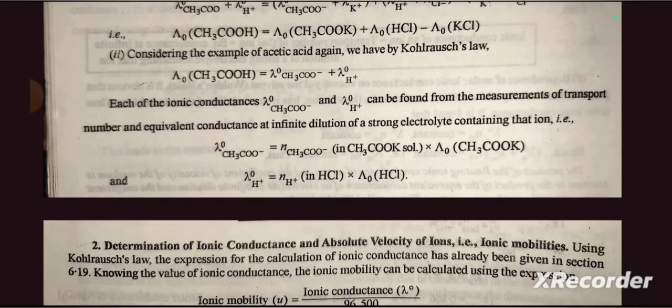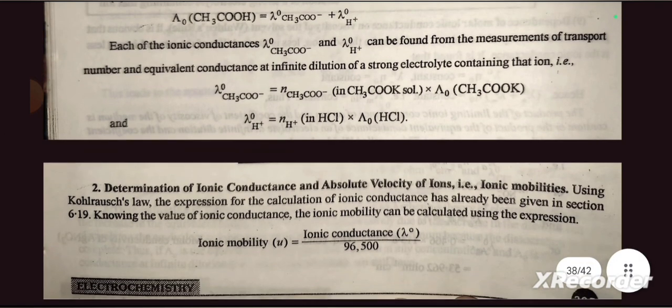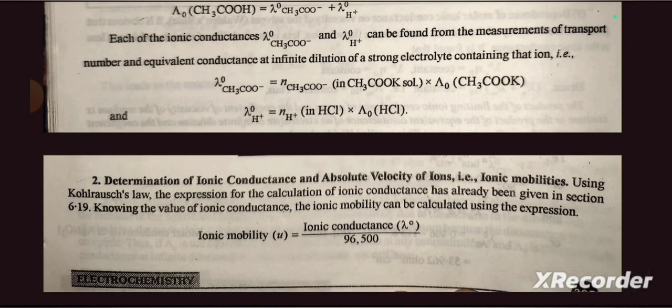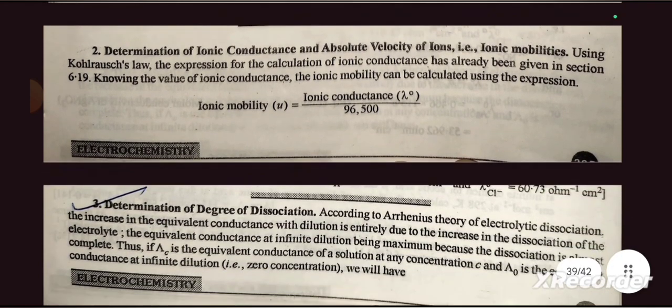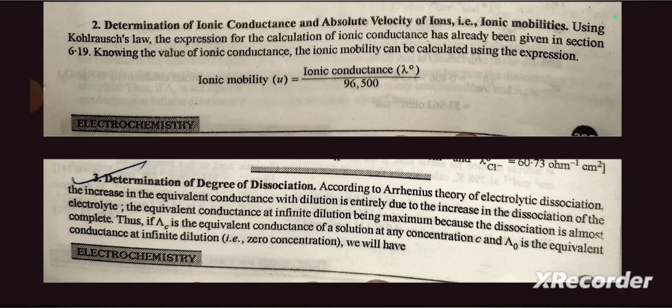Considering the example of acetic acid again, we have by Kirchhoff's law lambda naught CH3COOH is equal to lambda naught CH3COO negative plus lambda naught H positive. Each of the ionic conductances, lambda naught CH3COO negative and lambda naught H positive, can be found from the measurement of transport number and equivalent conductance at infinite dilution of a strong electrolyte containing that ion. Second, determination of ionic conductance and absolute velocity of ions, that is, ionic mobility. Using Kirchhoff's law, the expression for the calculation of ionic conductance has already been given in section 6.19.